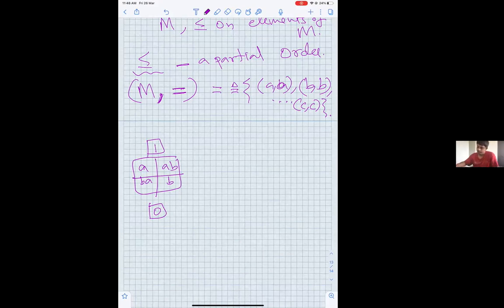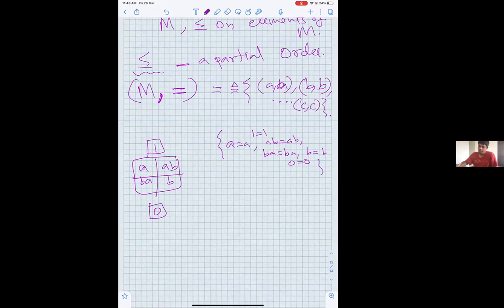One ordering is that everything is equal to itself. So A equal to A, AB equal to AB, BA equal to BA, B equal to B, C, 0 equal to 0. That's one monoid. Okay, 1 equal to 1. So that's one ordered monoid.